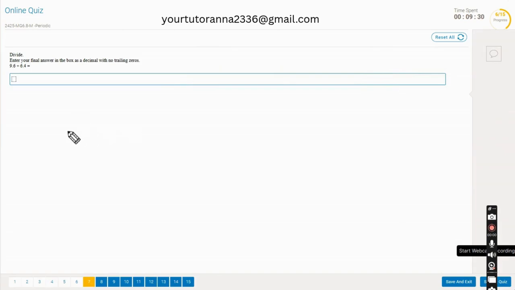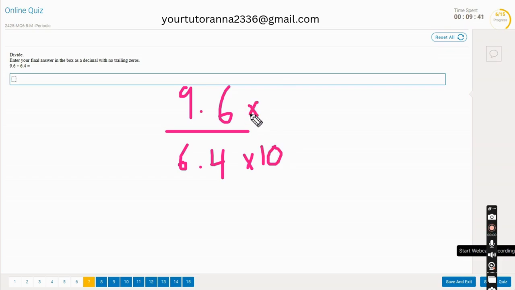Now here, enter your final answer in the box as a decimal with no trailing zeros. Again, it's the same thing, 9.6 divided by 6.4. The more you practice these questions, the easier they will become. So do practice them, times 10 and times 10.